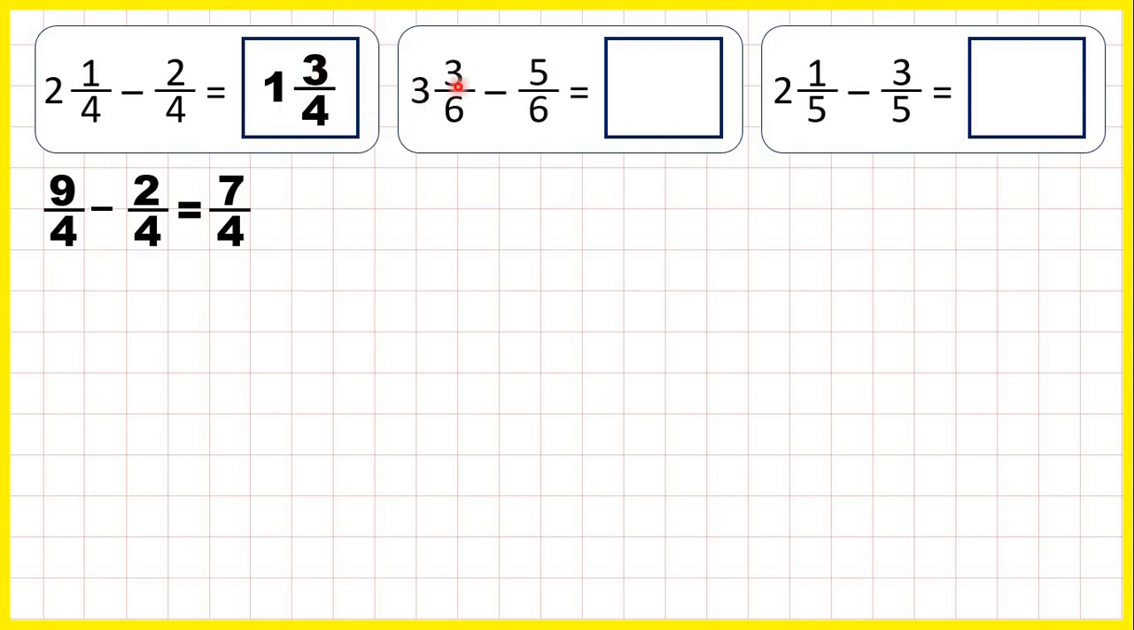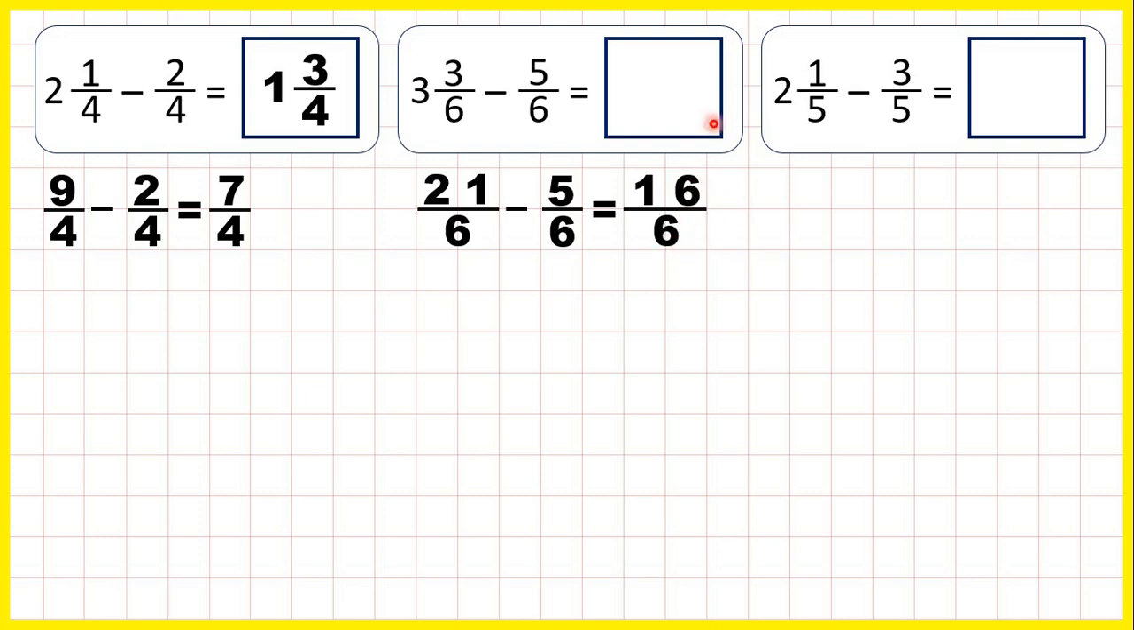Now we have 3 3/6 minus 5/6. So we can change this mixed number into an improper fraction. We multiply the whole number by the denominator, and 3 times 6 is 18. Then we add the numerator, and 18 plus 3 is 21. So as an improper fraction, we have 21/6. We're subtracting 5/6, so in our answer, the denominator stays the same, and 21 minus 5 is 16. So as an improper fraction, our answer is 16/6.